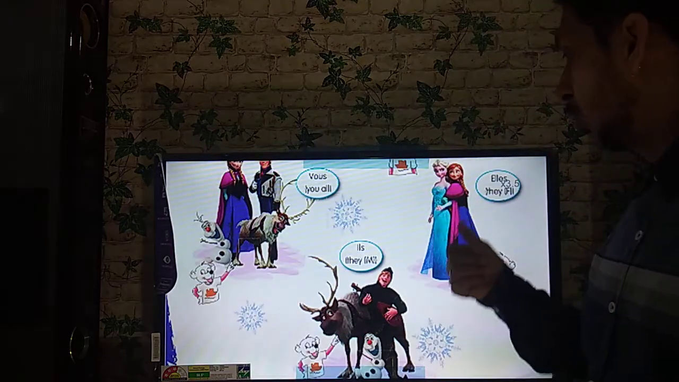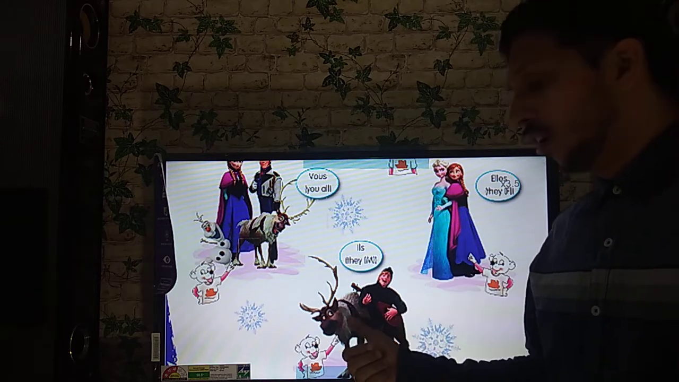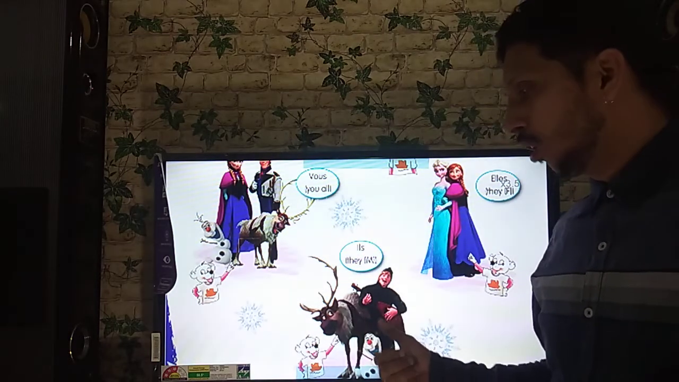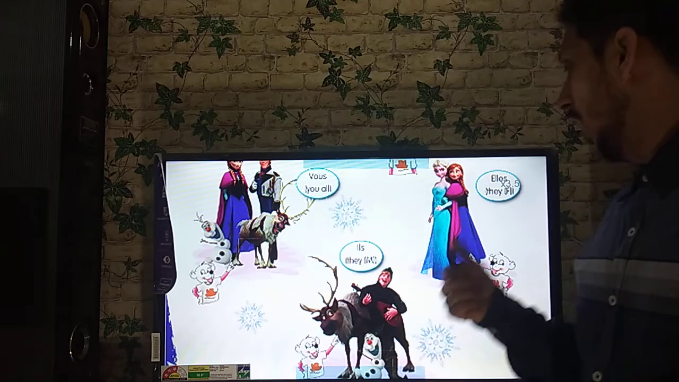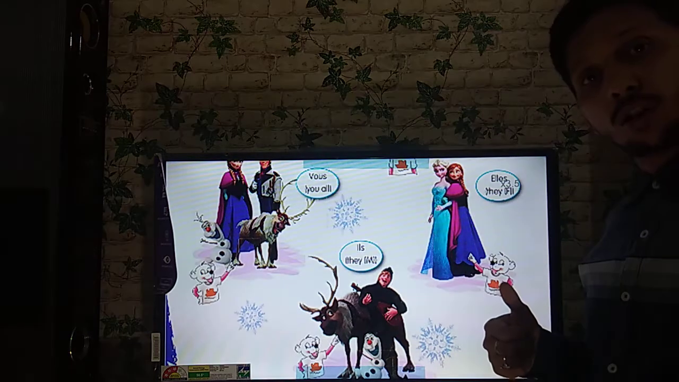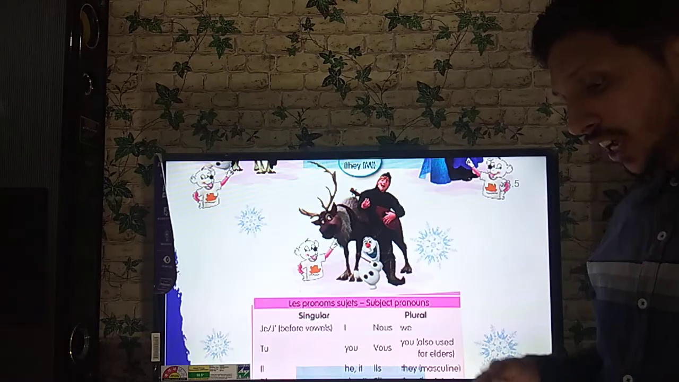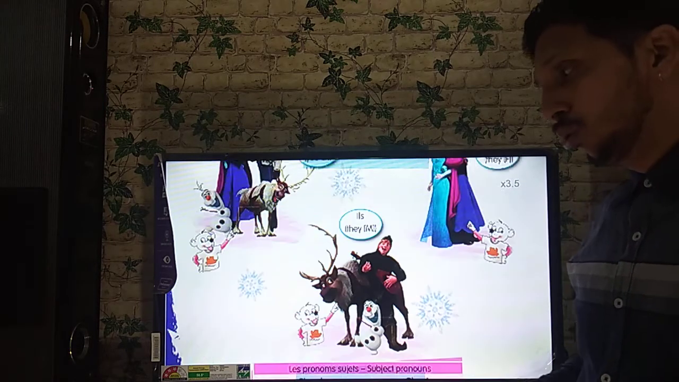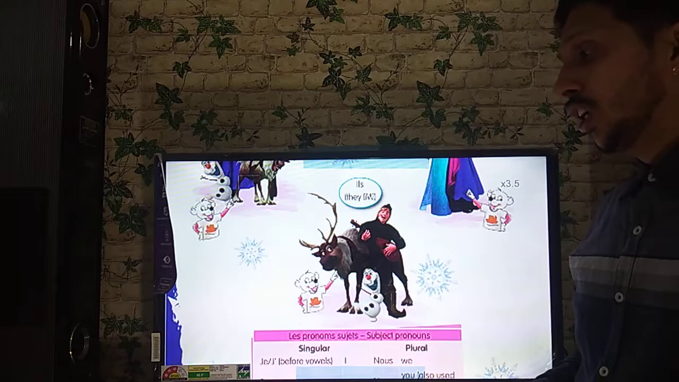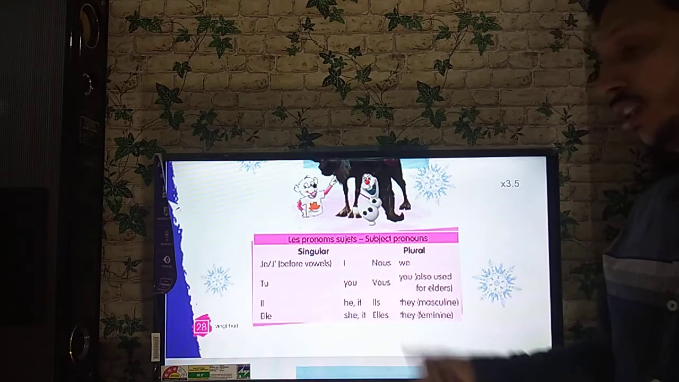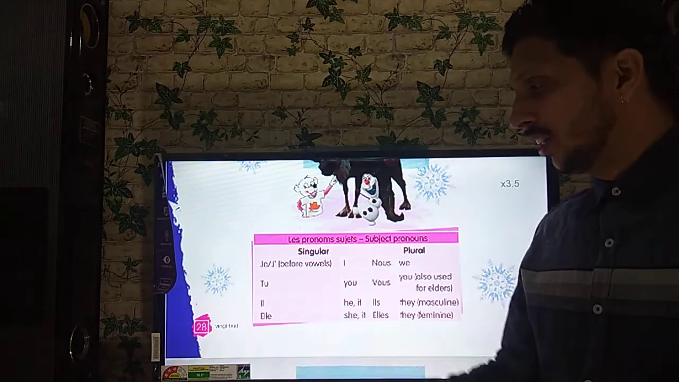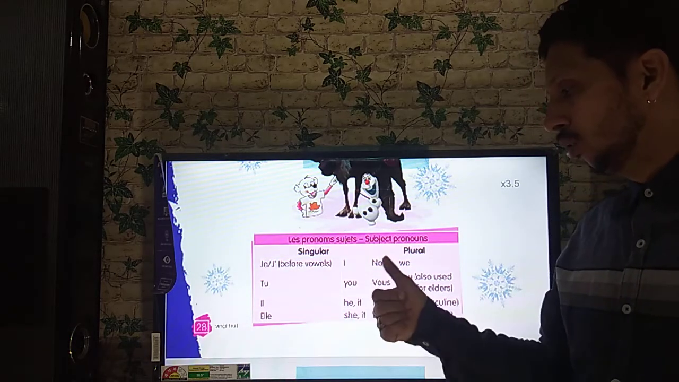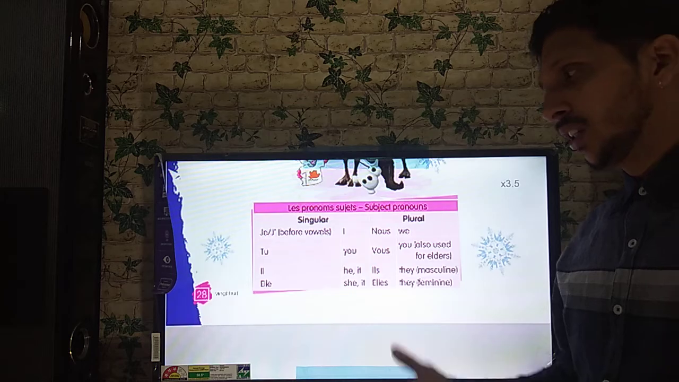And then we have the plural. For the animal plural or for the male plural, we say ils, I-L-S. And for feminine, we say elles, E-L-L-E-S. Je, tu, il, elle, nous, vous, ils, elles. Singular: je, tu, il, elle. Plural: nous, vous, ils, elles.